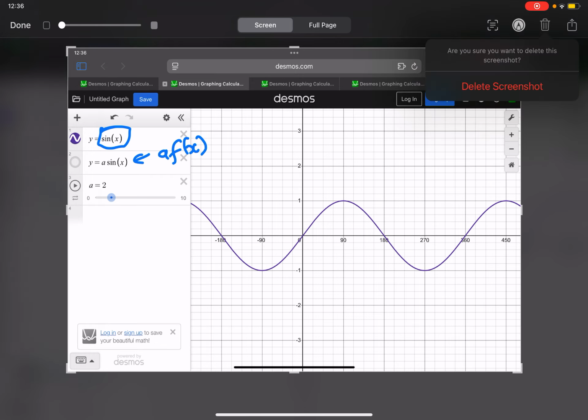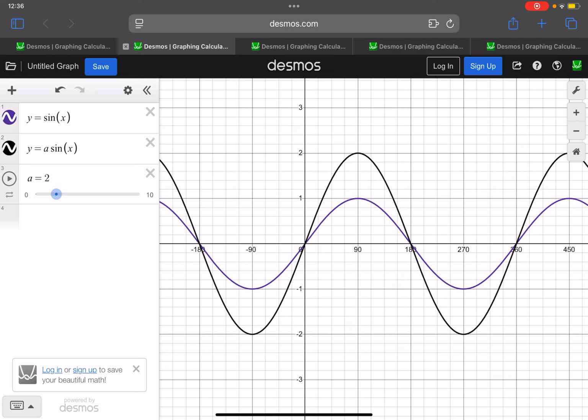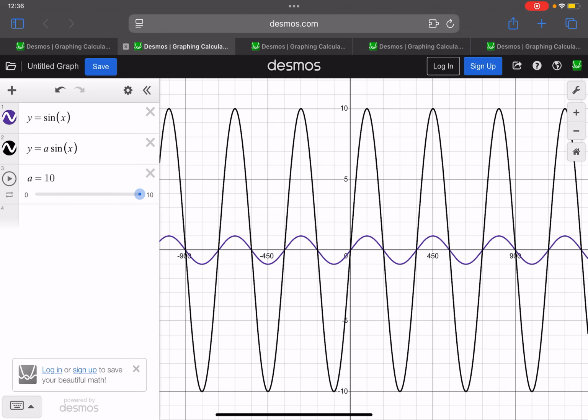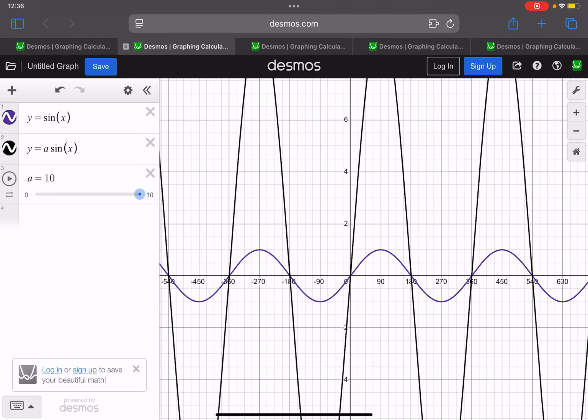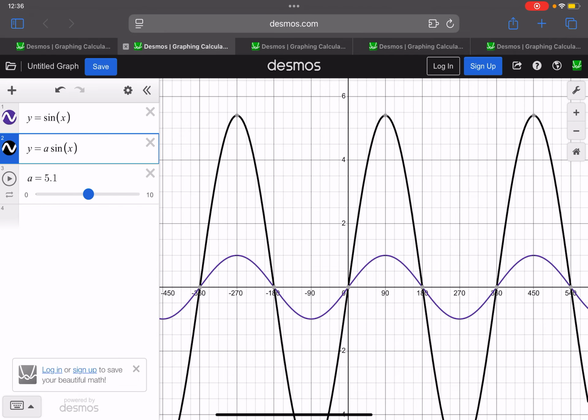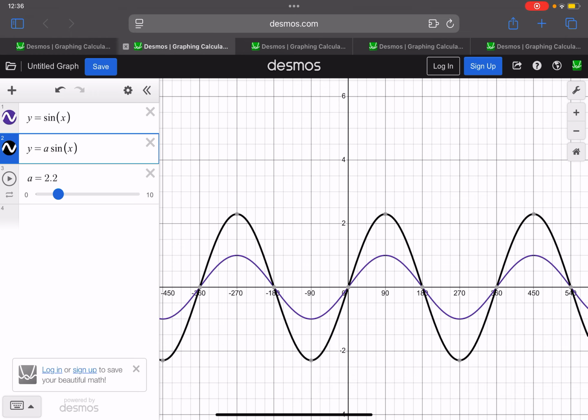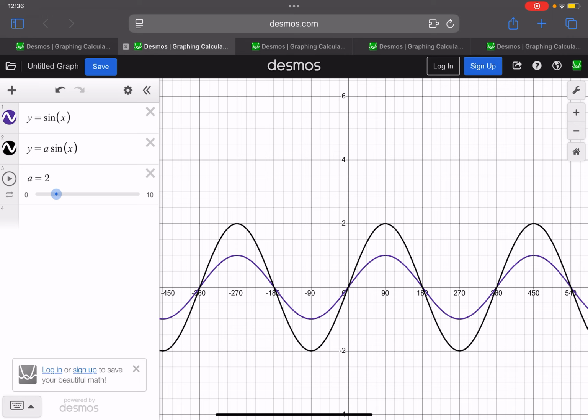Well, if a is 2, it looks like this. If a is 3, it looks like this. If a is 4, it looks like this. If a is 10, it looks like this. Let's talk about what's actually happening here. Hopefully you can see that it's a stretch in the y direction. But let's talk about it in a little bit more detail.